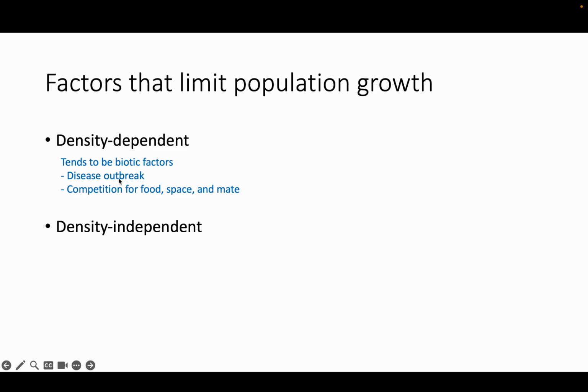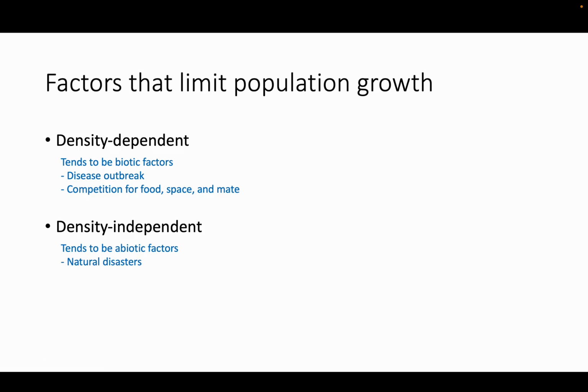So, for an example, if you have a disease outbreak, if the population is very dense, if there's a lot of individuals living close to one another, you're going to see a huge death rate very rapidly because all the individuals are close together. The disease outbreak can spread much faster. On the opposite hand, if the population is not as dense, if the individuals are dispersed, it's going to take a longer time for the disease to spread, and it's going to take a longer time for the growth rate to decline. On the opposite hand, you can have factors that can affect the growth that is not dependent on the density at all.